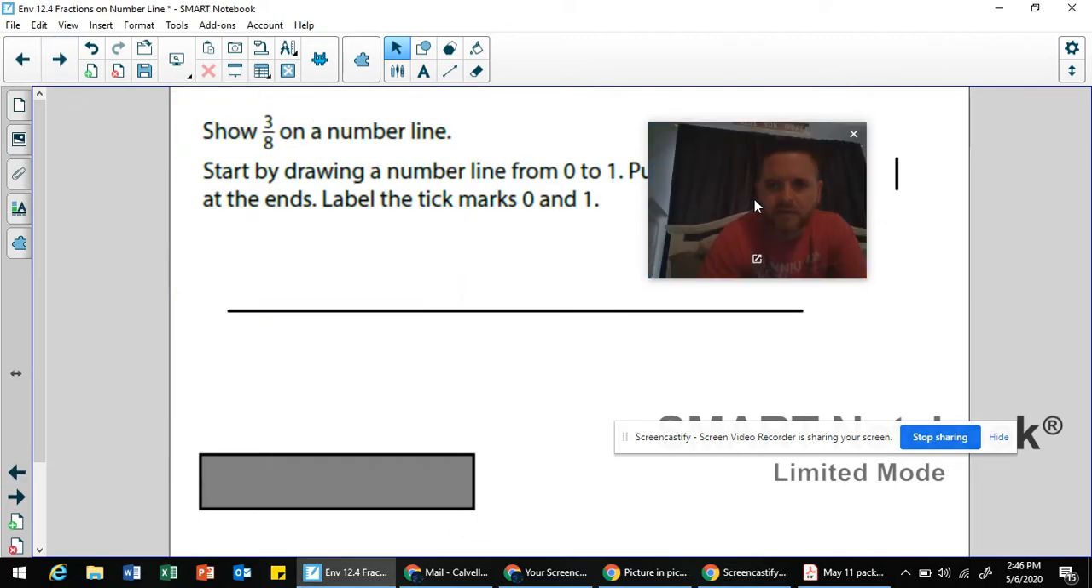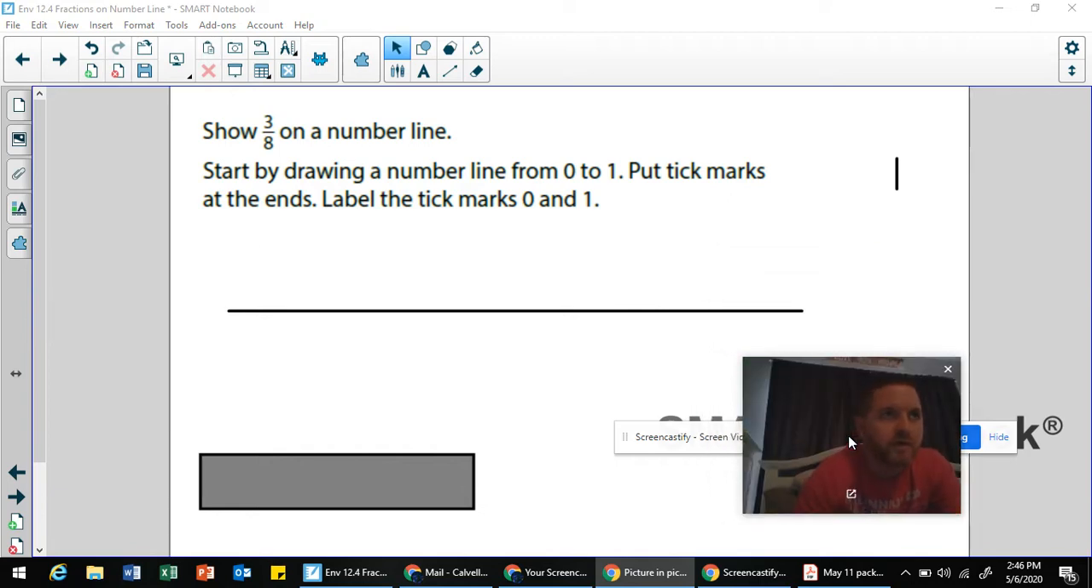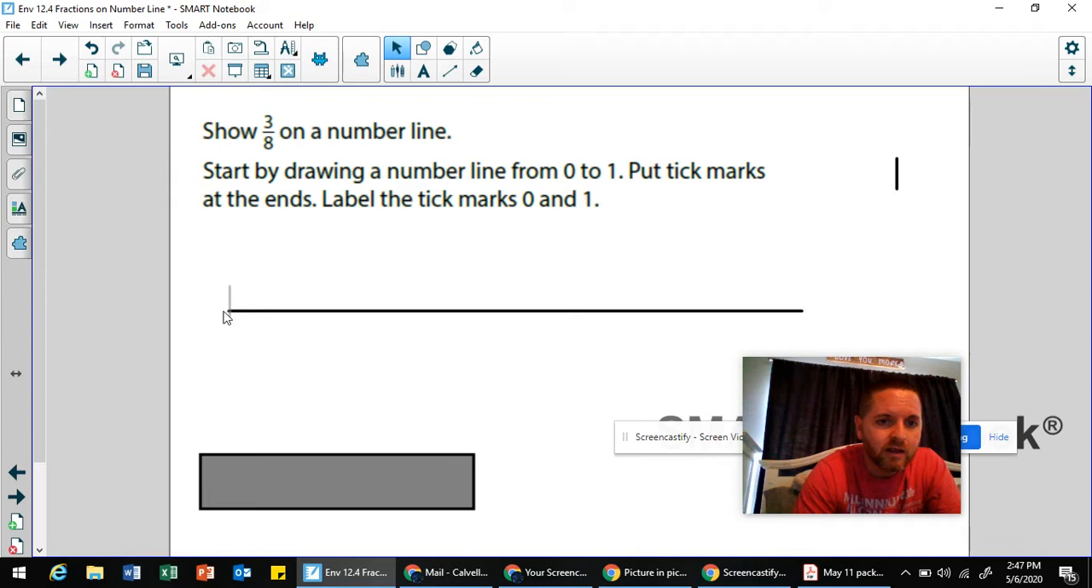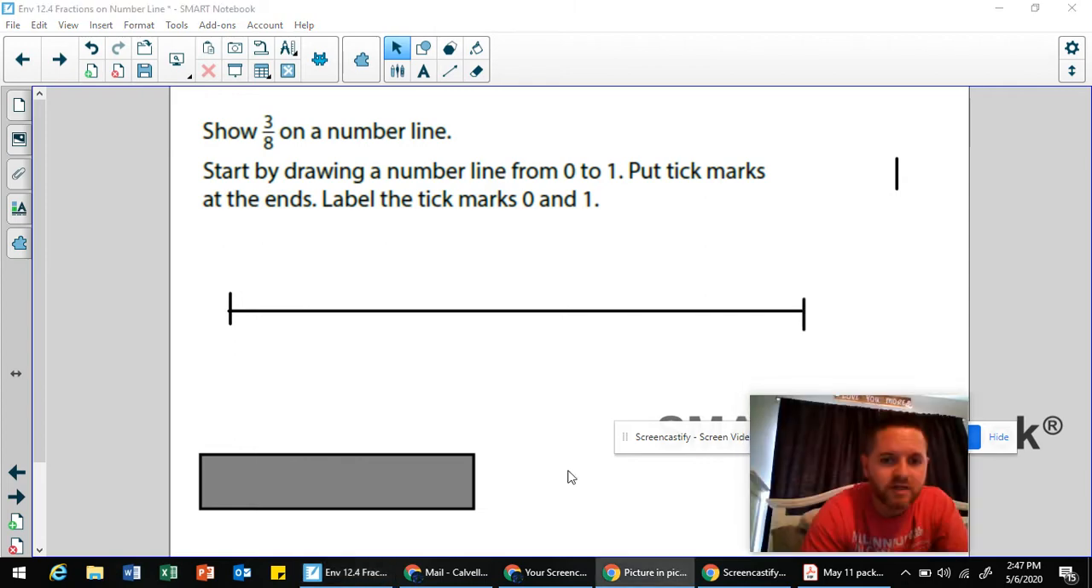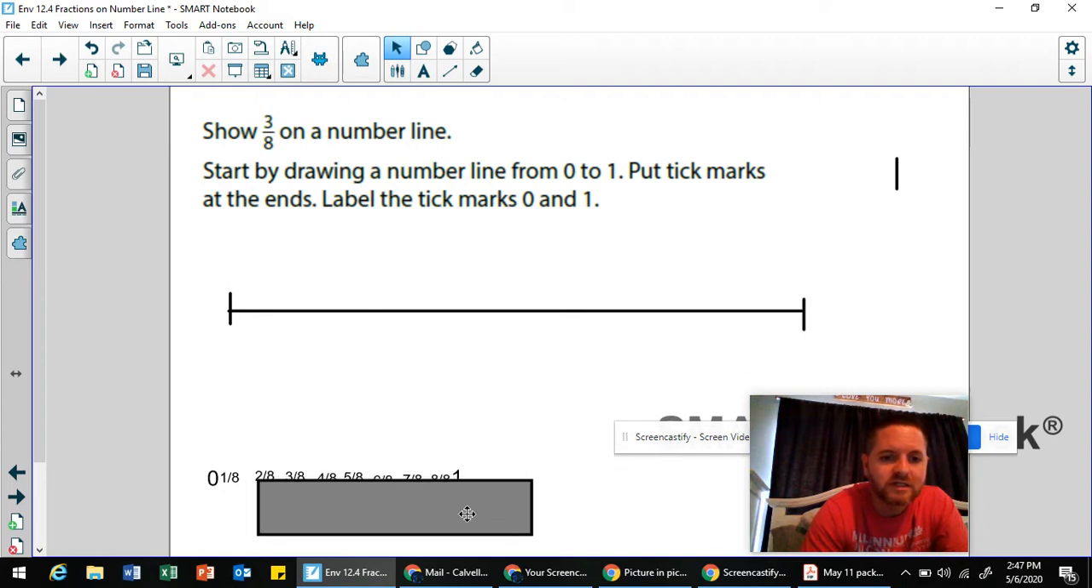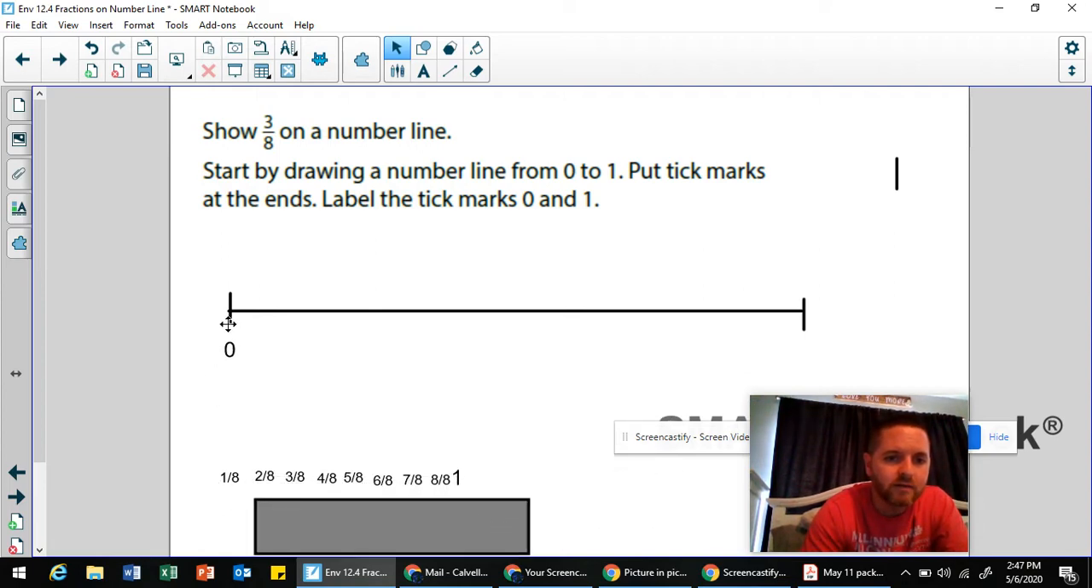This comes right from the example at the top of page 145. It says show 3/8 on a number line. Start by drawing a number line from 0 to 1. Put tick marks at the ends. Label the tick marks 0 and 1. So the first thing you have to remember is that when you use a number line to show fractions, you have to set it up with a tick mark on the left end and another on the right end. Those tick marks are always labeled with a 0 at this end.